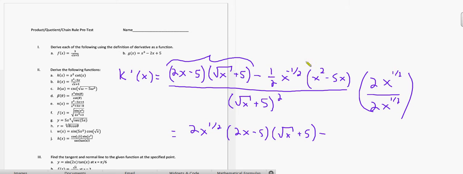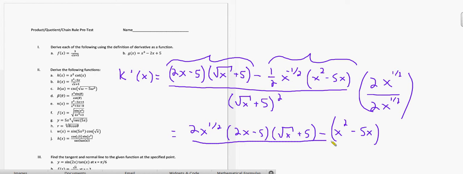minus, now 2x to the 1/2, when you multiply it by this stuff, is going to kill this 1/2 x to the negative 1/2. They're gone. So what we're left with is x squared minus 5x, and it's still in parentheses, just subtracting the whole thing, all over the square root of x plus 5 squared times 2x to the 1/2.